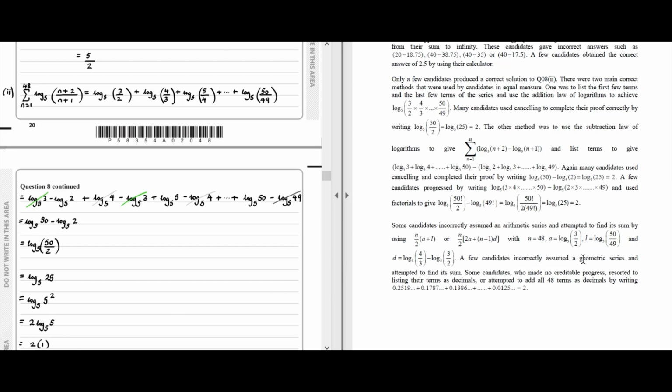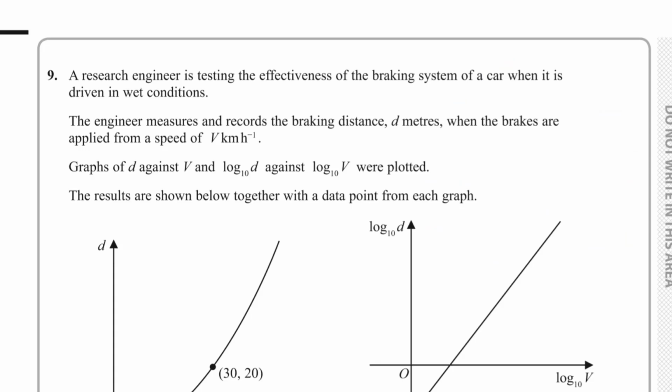A few candidates incorrectly assumed a geometric series and attempted to find its sum, and then there were some who made no credible progress by putting their answer in decimal.